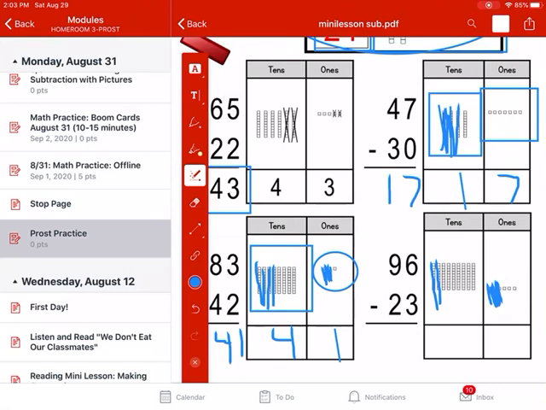So as you can see, in the ones place, I'm left with 3 ones. And in the tens place, I'm left with 1, 2, 3, 4, 5, 6, 7 tens. So 96 minus 23 equals 73. So you'll have a chance today in your exit ticket to complete problems like this on your own.